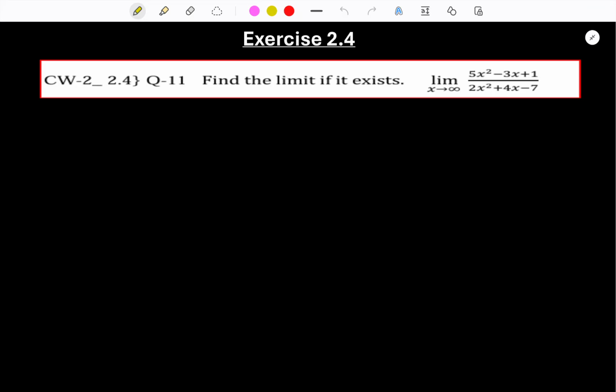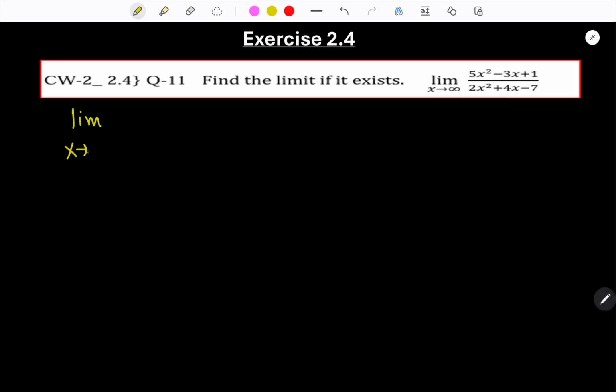Today we'll be tackling the questions from exercise 2.4. I'll break it down step by step for easy understanding. Make sure to take down the key points. Let's start exercise 2.4. What's the first question? Which is question number 11.